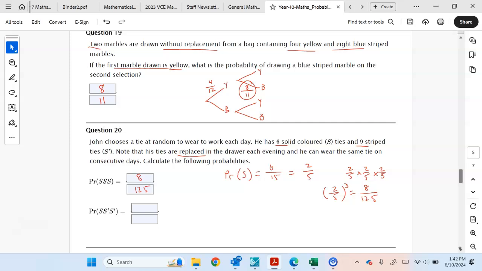All right, so we want solid, striped, striped. So we want 2 over 5 for the solid, and then striped is 9 over 15, which is the same as 3 over 5. So it's going to be 125 on the bottom. 3 times 3 is 9, times 2 is 18. Does that simplify? I don't think so. I'm just going to check on my calculator, because we do need to put it in simplest form. Okay, 18 over 125.